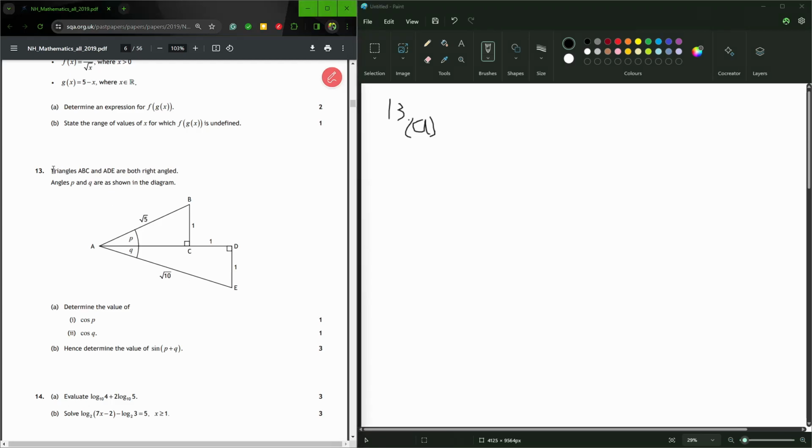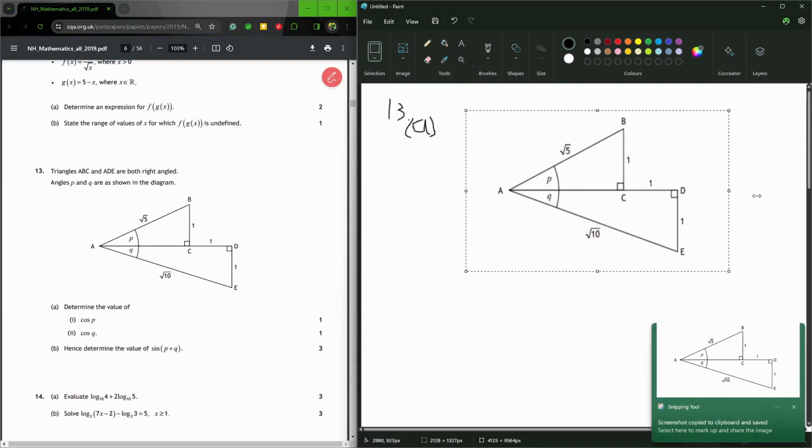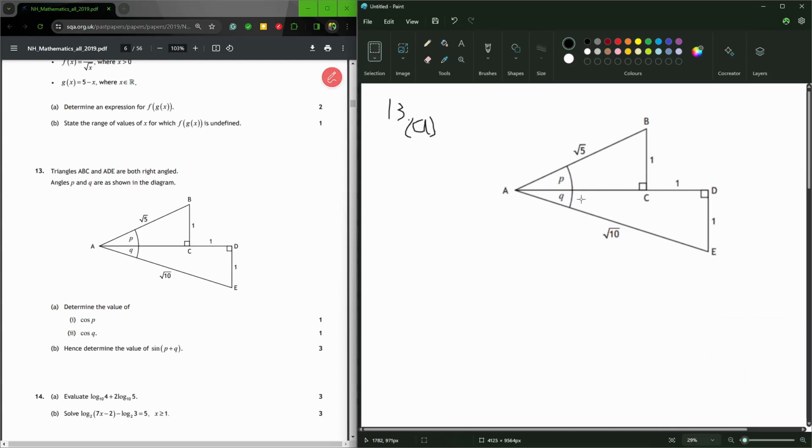13. Triangles are both right angled, and angles P and Q are shown in the diagram. Okay, that looks okay. So I'm going to copy these in. Oh, that's really small. Let's make it bigger. Yeah, beautiful. You can draw these in because it will make answering this a tad easier. If you notice, they've left out exactly one thing: we don't know what the length from A to C is. So, how can we calculate it?